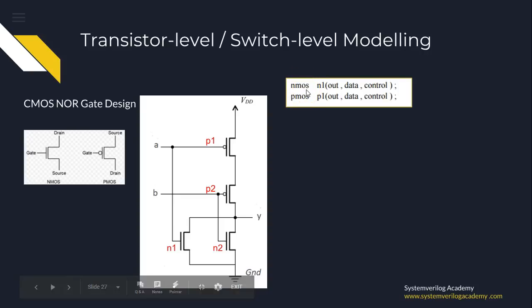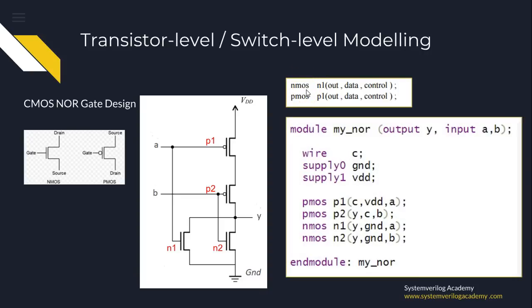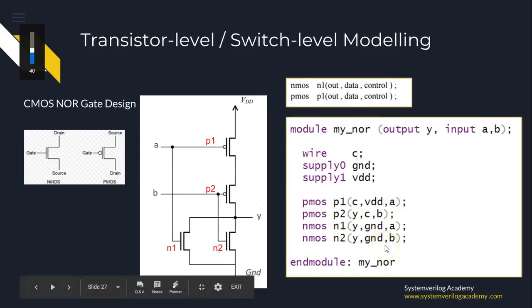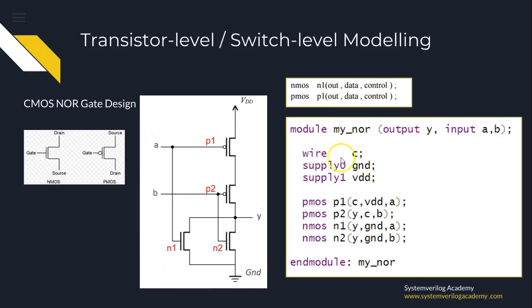Now you will go through the program. The name of the module is given as my_NOR, and it has two inputs, A and B, and an output Y. These are the internal variables used. From the circuit diagram, it is clear that it needs a wire to connect the source of P1 to the drain of P2. It is declared as wire C. It also needs supply plus/minus voltages, which are declared with variables GND and VDD.